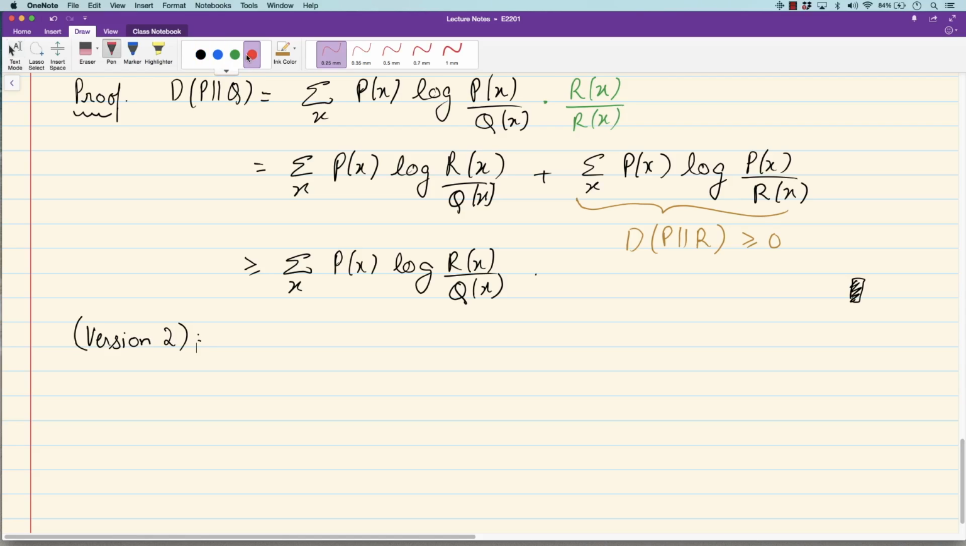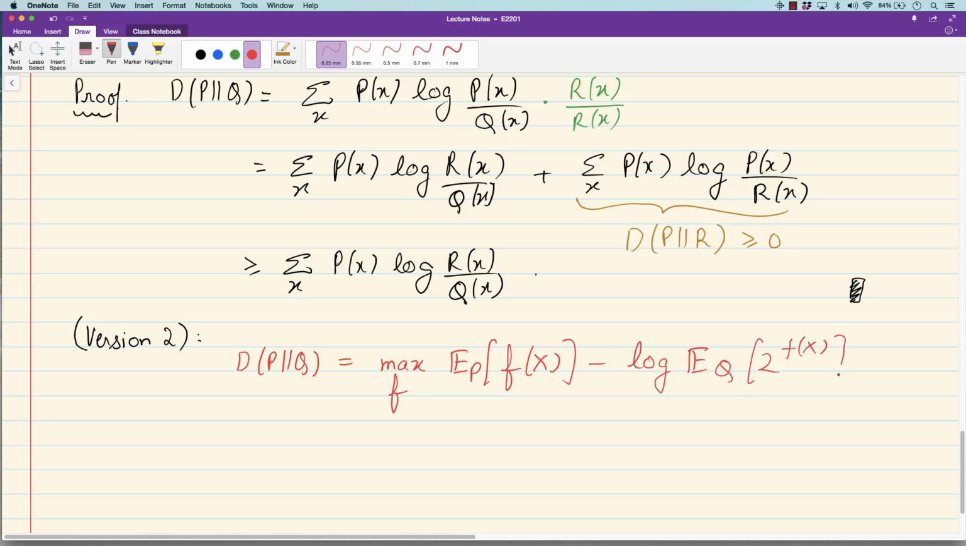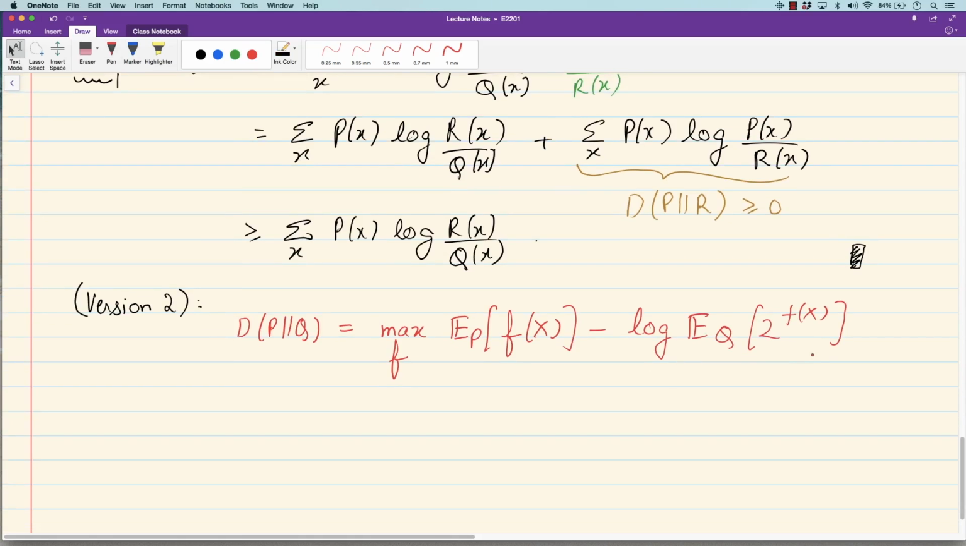Okay, let me use a different color. This one says dpq equals max over f, some functions f, expected value under p of fx, so it's the expected value of f under p, minus log moment generating function, so log moment generating function of fx under q. I'm doing 2 to the power because I'm taking log, otherwise you could have taken ln and done e to the power. Okay, so this one.